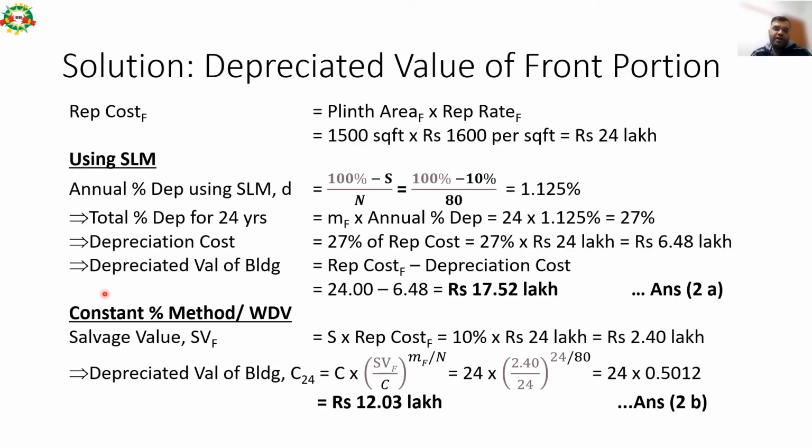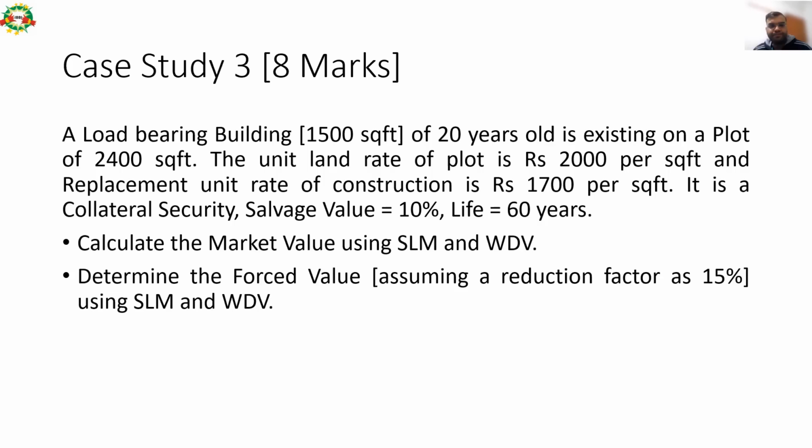If we try to calculate this value with the help of WDV, then again we first have to calculate the salvage value in absolute terms, which is equal to 10% of the replacement cost of the front portion. It is 10% multiplied by 24 lakh, which is equal to 2.4 lakh. So using the formula of WDV, the depreciated value of the building after 24 years will be equal to RCN minus (RCN minus salvage value in absolute terms) divided by RCN, raised to the power of the age of the front portion divided by the total life of the front portion or building. It is equal to 12.03 lakhs, the answer to question number 2, point number B.